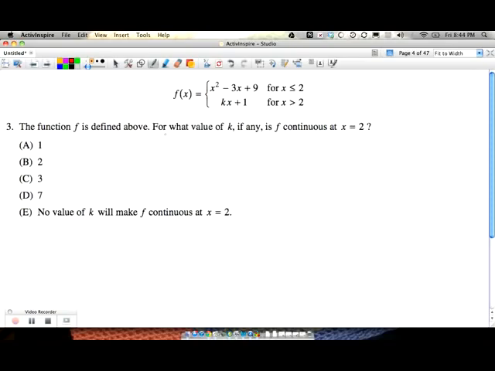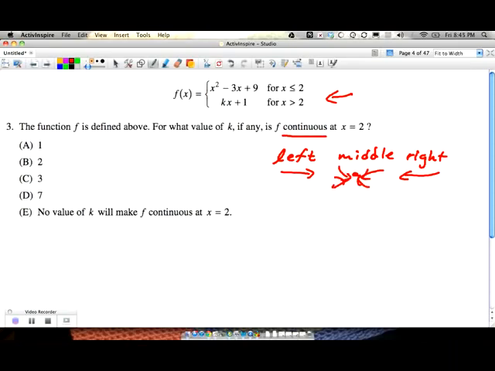Number 3 here, the function f is defined above. Notice it's a piecewise function. That means we gotta see what's happening here on either side. For what value k, if any, is f continuous? Alright, continuous means that the left, the middle, and the right are all equal to each other. That coming from this side, the point that you hit in the middle, and coming from the right, all hits at the same place. Right here.